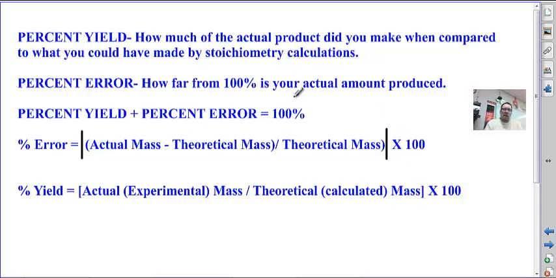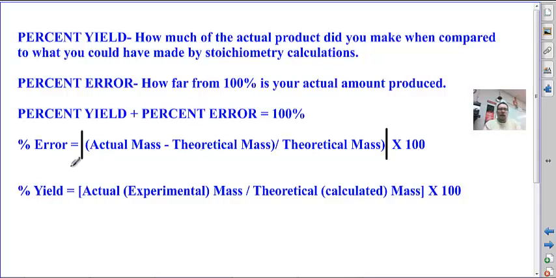Now I also have percent error on here because essentially they're two sides of the coin. Percent yield tells you how close you were to how much stuff you could have made. Percent error really tells you how far from 100% yield you are. And that's why the two add up to equal 100%. One is, how much stuff did I actually make out of what I could have made? The other is, how far off from 100% was I?